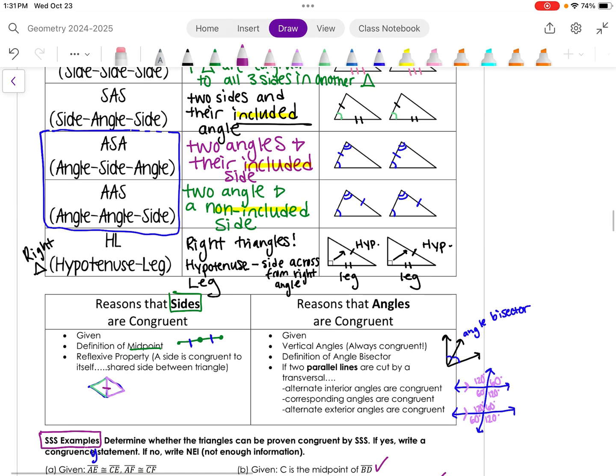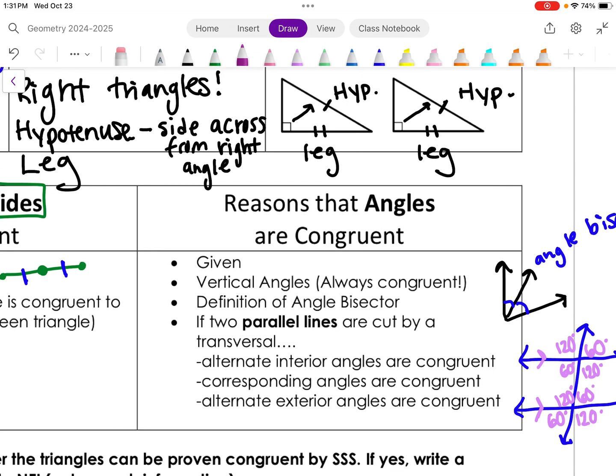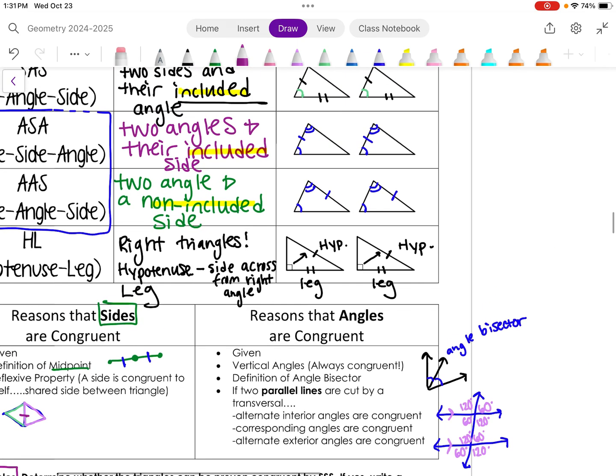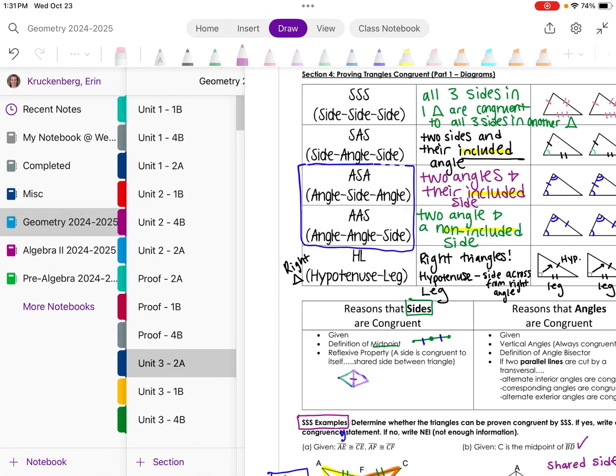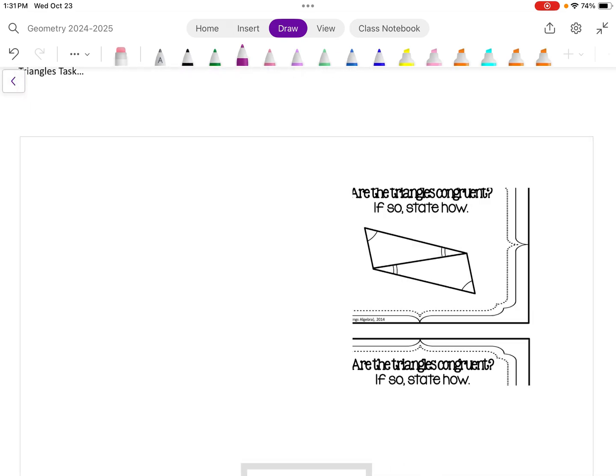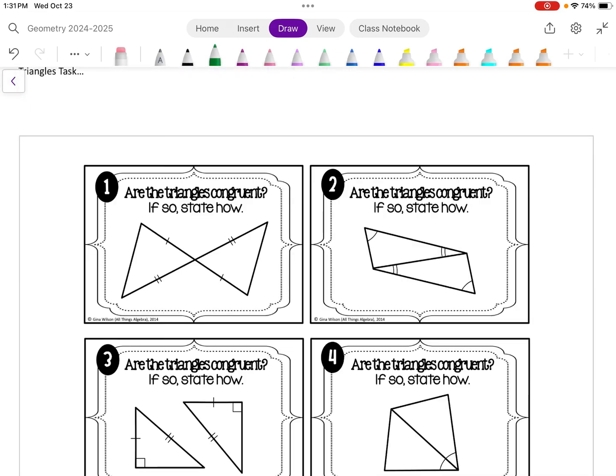Okay, so reminder, we can only mark sides congruent and angles congruent if they are given that they're congruent, if we have a midpoint, if we have a shared side, that's the reflexive property, if we have vertical angles, if we have an angle bisector, and if we have parallel lines cut by a transversal. Okay, so remember to look at your notes while you're doing this. Okay, we are going to go over 4 of these together.